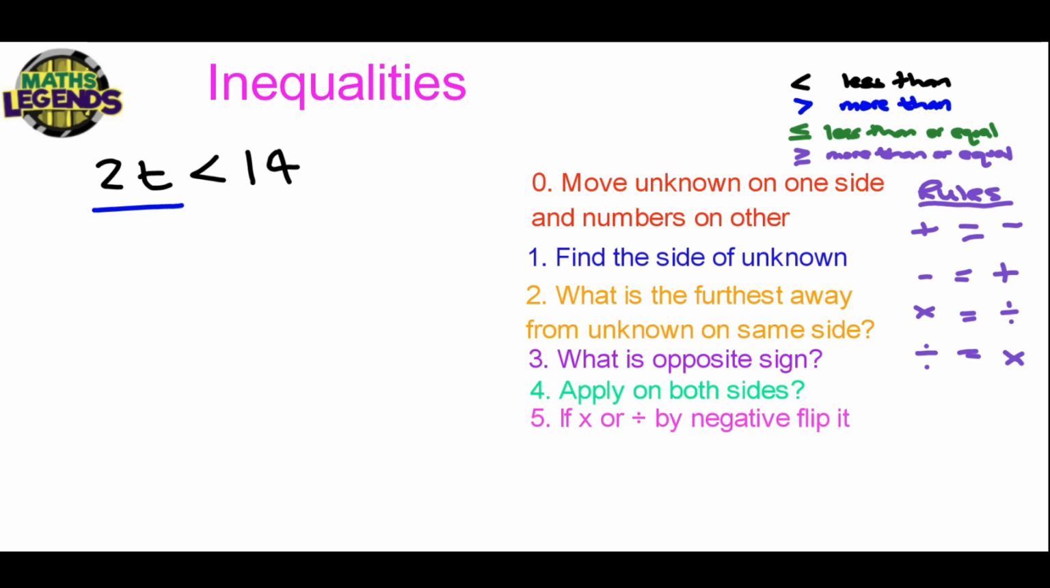The 2 is multiplying the t. So that means we need to use this rule here. So we're going to do divide on both sides. So let's say divide 2 and divide 2. We then simplify. Now 2 divided by 2 is 1.